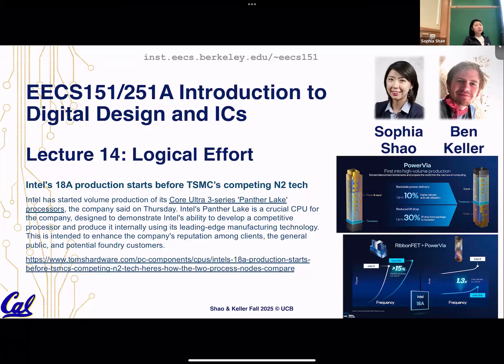So in today's lecture, we're going to introduce this really cool and fascinating concept of logical effort, which expands what we have discussed, mostly focusing on inverters, into other types of logic gates, so that we can do more complex multi-stage path analysis and think about how we size our hardware.